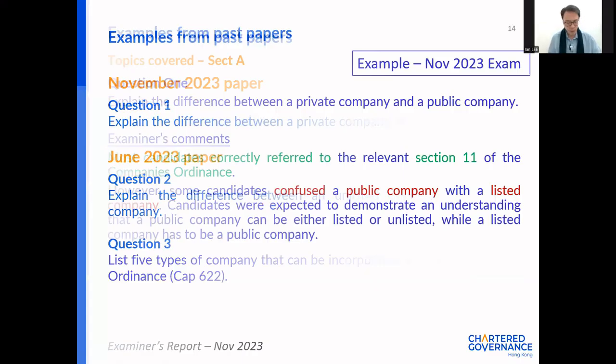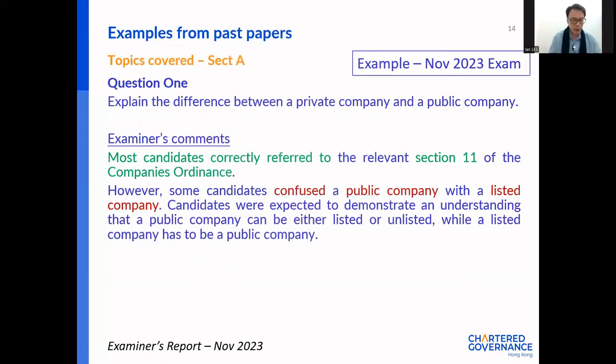Okay, so let's now take a look at question number 1. Explain the difference between a private and a public company. So it's good to first look at the examiner's comments. How well did they do? How did the candidate perform in 2023 that year? So according to the examiner, most candidates correctly refer to relevant section 11 of the Companies Ordinance. This is CAP 622. However, some candidates confuse a public company with a listed company.